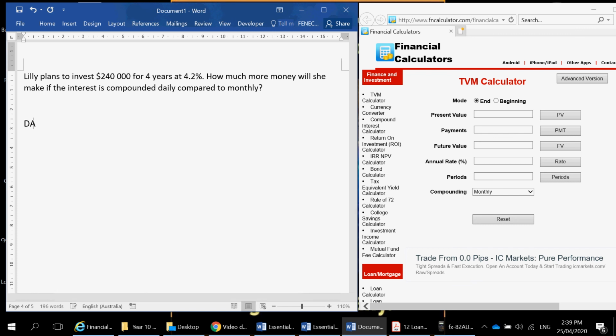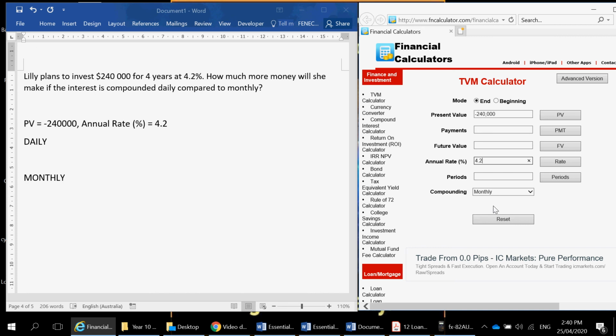So there's two scenarios. We want to know how much you're making if interest is done daily and how much if interest is done monthly. In both cases, the amount invested is the same. So PV, the initial amount, will be negative 240,000. We can put that in with confidence. In both cases, the interest rate as a percentage is 4.2. So I can put that in as 4.2.